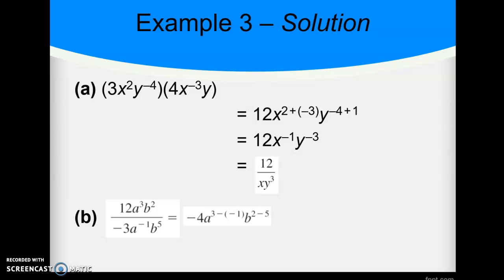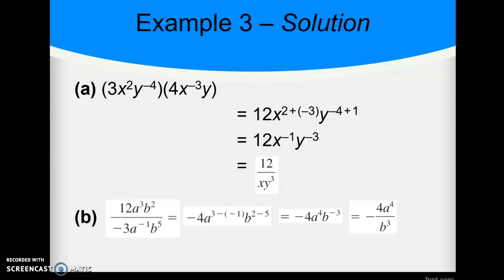So 3 minus negative 1 is actually 3 plus 1. So we get negative 4, a to the 4. But 2 minus 5 for our b is actually b to the negative 3. There is only one part of this term that has a negative exponent, and it is only the b. So only the b will move from the top to the bottom. B to the negative 3 is going to become b to the positive 3 on the bottom. We just leave the negative 4a to the 4th where it is.